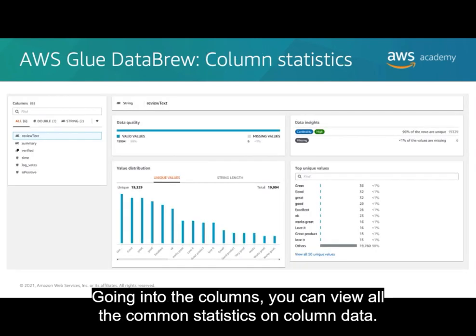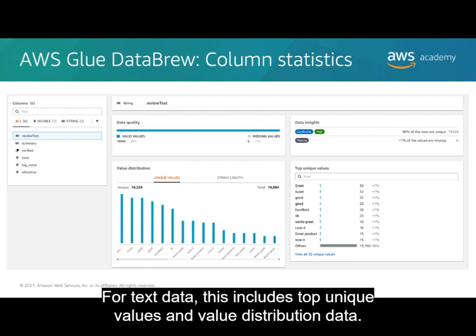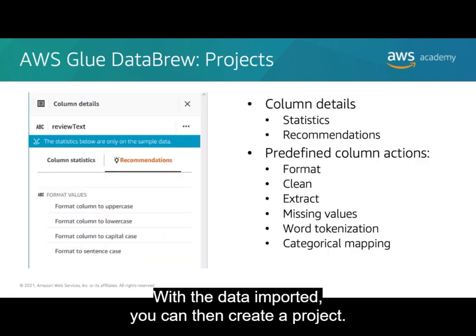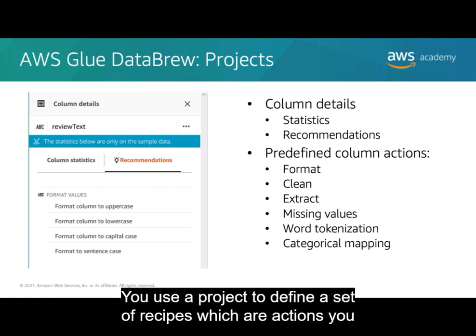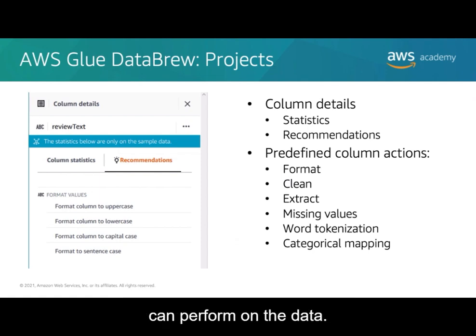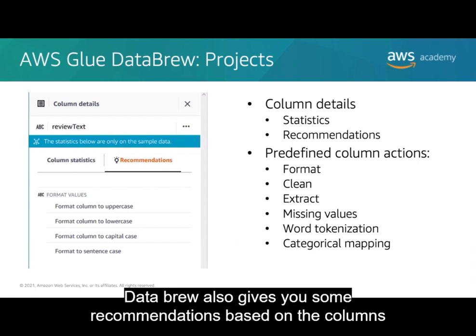Going into the columns, you can view all the common statistics on column data. For text data, this includes top unique values and value distribution data. With the data imported, you can then create a project. You use a project to define a set of recipes, which are actions you can perform on the data. DataBrew also gives you some recommendations based on the column's data type.